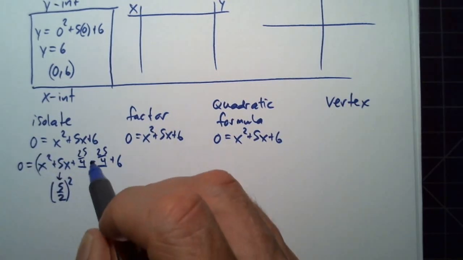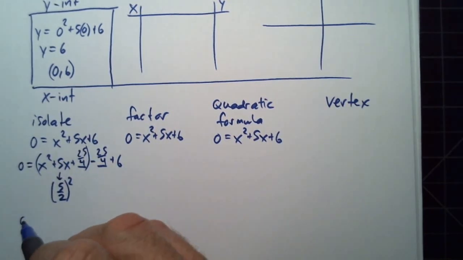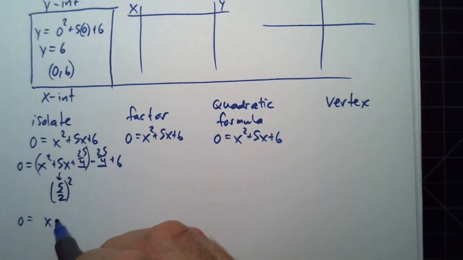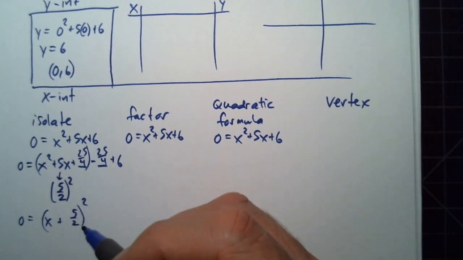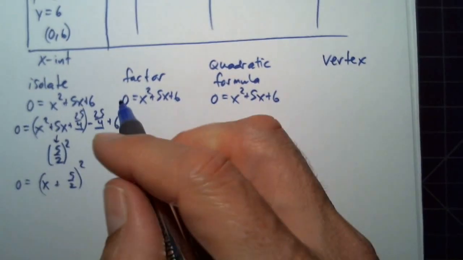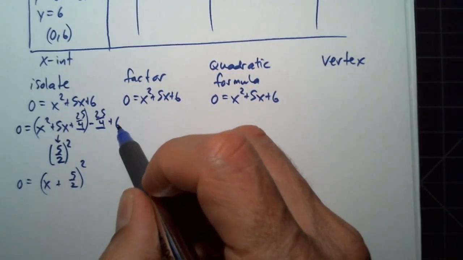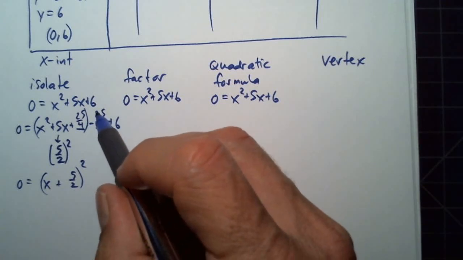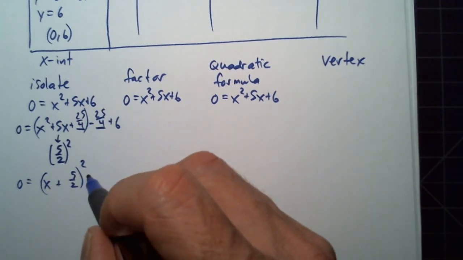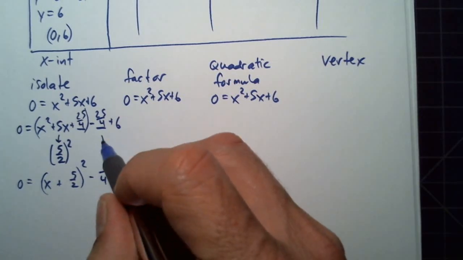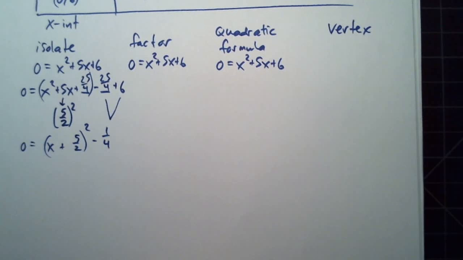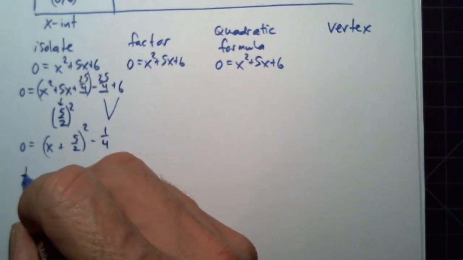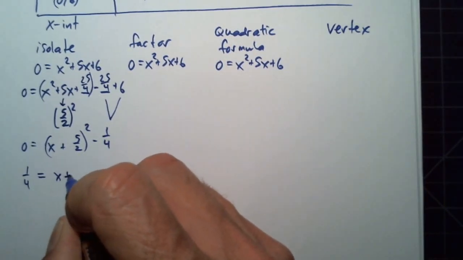If we then factor this part, that factors as x plus 5 over 2 squared. And this is 24 over 4. So we're going to have negative 25 plus 24, and we get negative 1/4. These two combine to get that. And then we can isolate. We could add 1/4 to both sides.